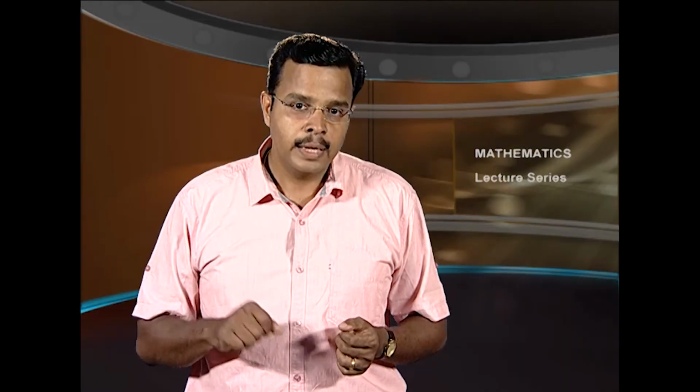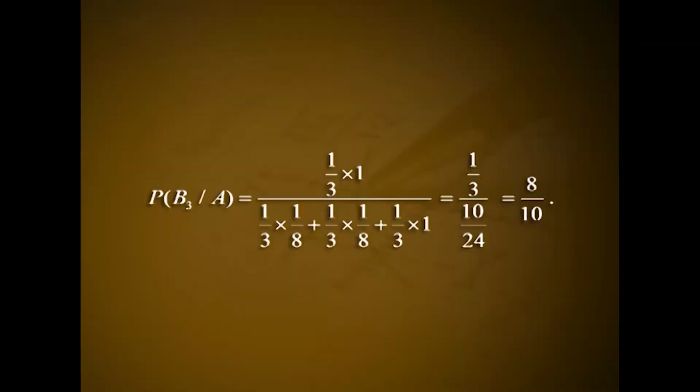But if the third biased coin is selected, it is sure that all the 3 tosses will result in tails, and then we can write P(A|B3) = 1. Now, by Bayes theorem, the required probability P(B3|A) = (1/3 × 1) divided by (1/3 × 1/8 + 1/3 × 1/8 + 1/3 × 1), that is 1/3 divided by 10/24, which is equal to 8 divided by 10.